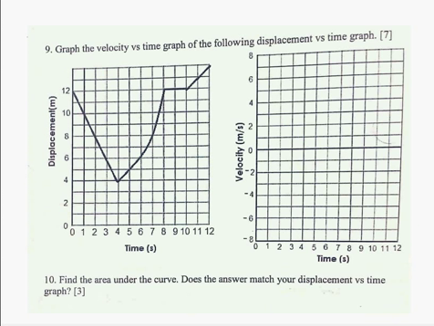Alright, let's do this. This was a request. Some people who had quiz version B wanted me to do, I think it's number 7. Oh, obviously it's number 9 from the very last page of the quiz. So I'm going to take a stab at it real quick. Number 9. This one says graph the velocity versus time graph for the following displacement versus time graph.